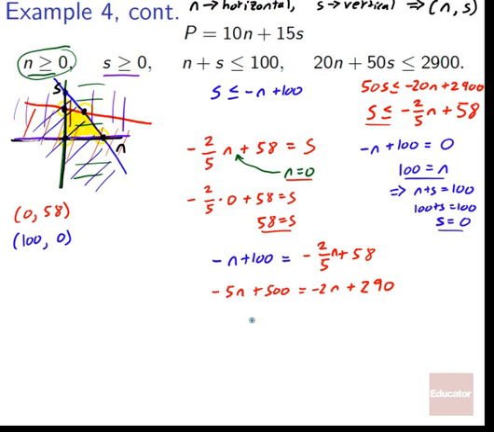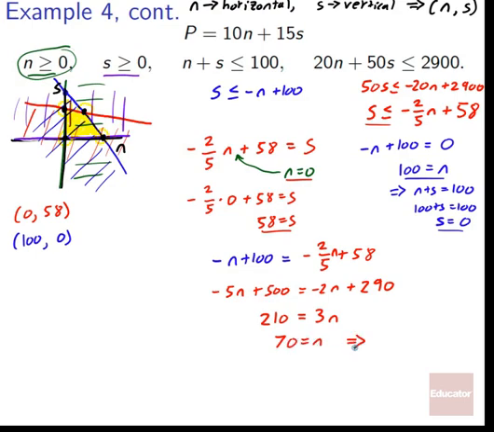We add 5N to both sides. We subtract 290 on both sides. 500 minus 290 gets us 210. We add 5N to both sides, that gets us 3N. So dividing by 3, sorry, not 80, but 70 equals N.